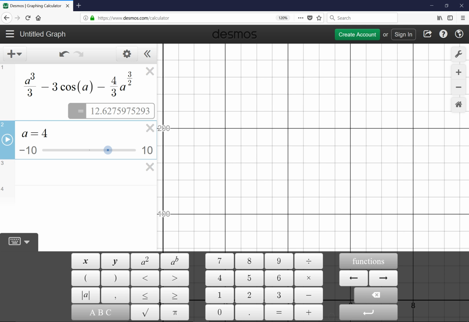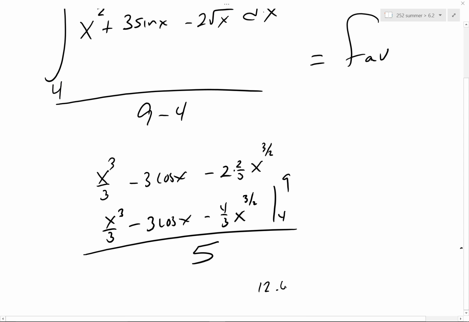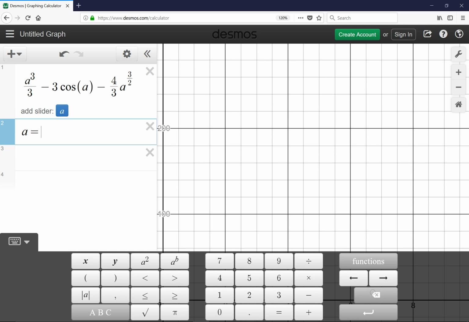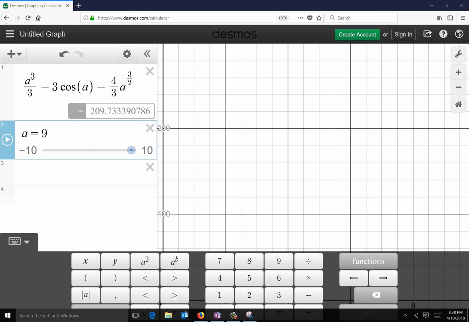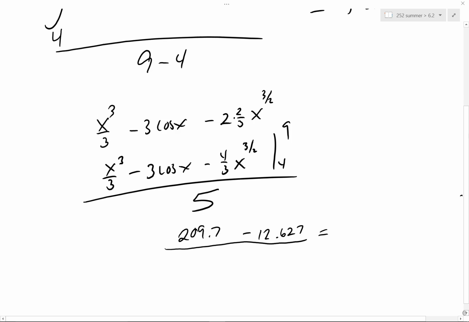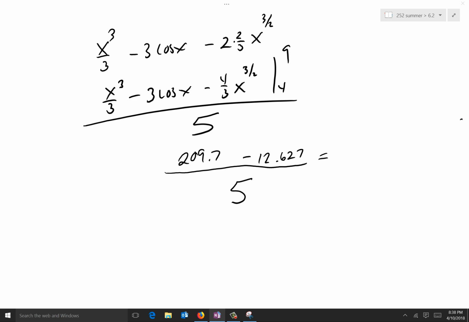That's 12.627. On the upper end, put a 9 in there. 209.7. And when you subtract them, you will get whatever, and just take that answer and divide it by 5.